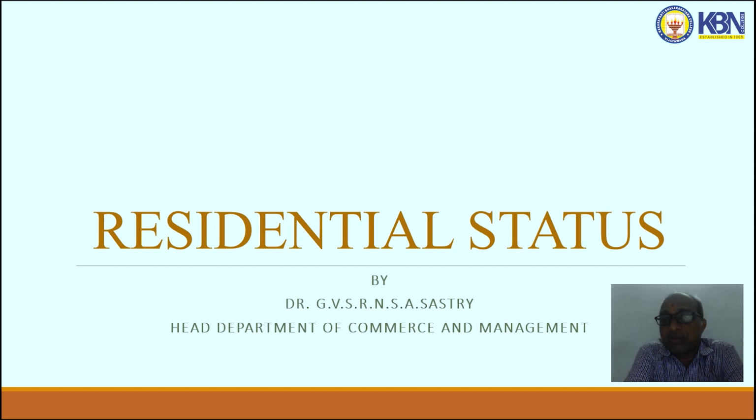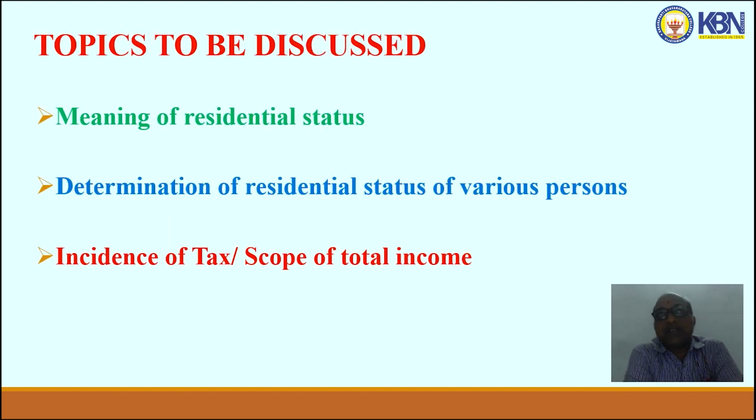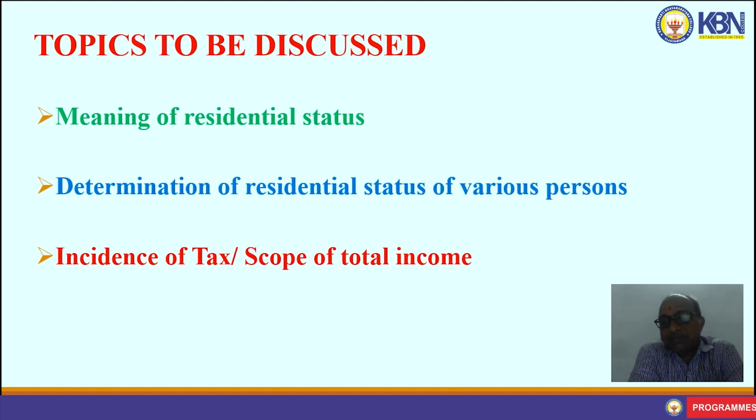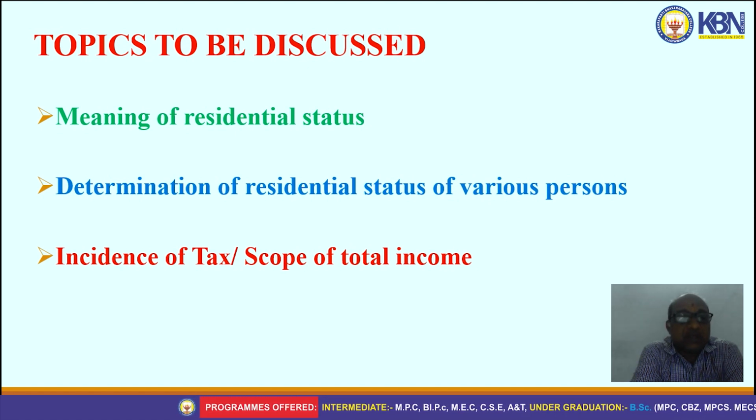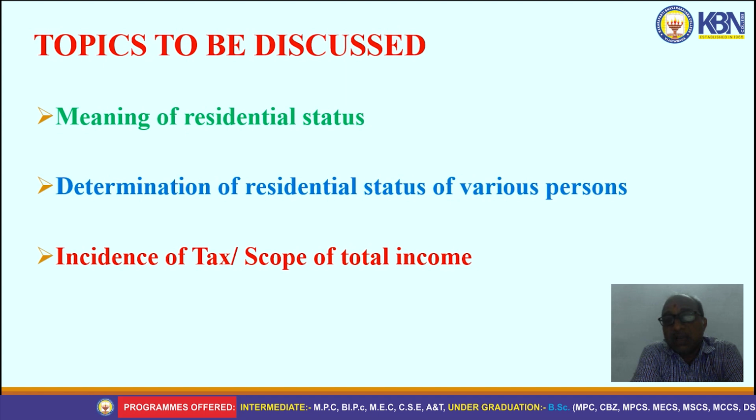Now we are going to discuss residential status. This is meant for first PP tax procedure students, Unit 3. So the topics to be discussed in this video are the meaning of residential status, determination of residential status of various persons, and incidence of tax or scope of total income.